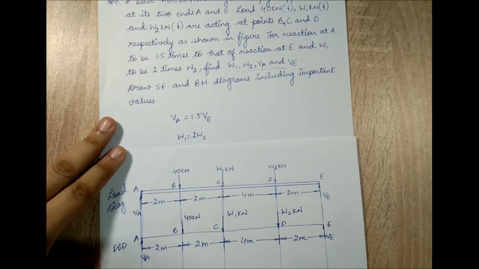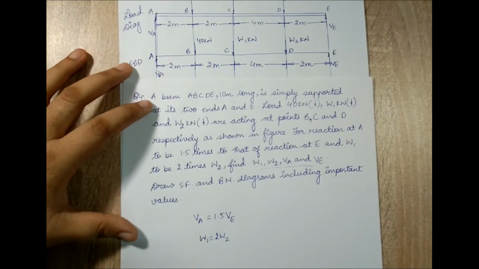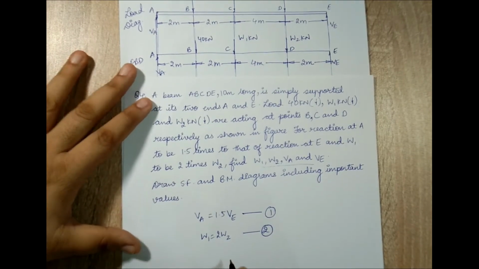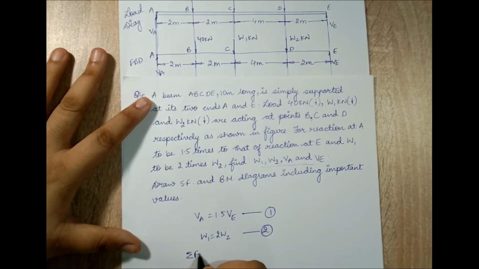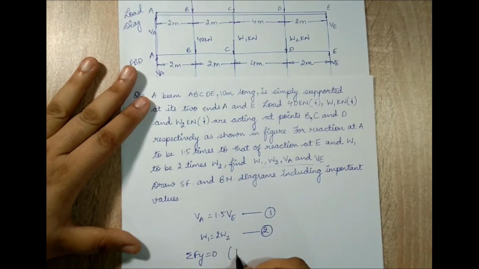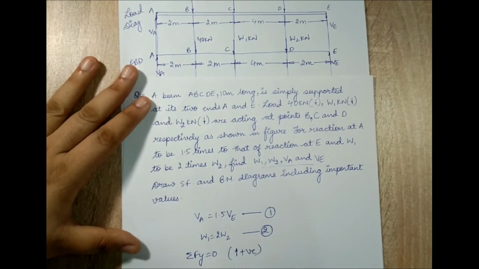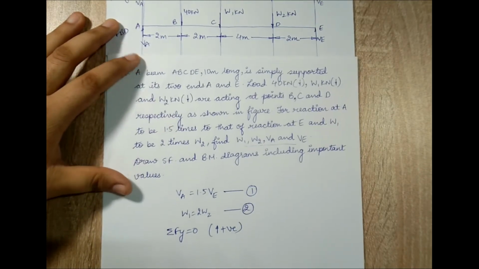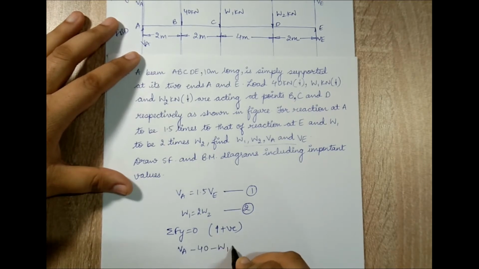Now I'll calculate the value of VA, VE, W1 and W2. So I'll start with these two equations which are given to me. Next I'll be using the equation summation of force in y direction is equal to 0. Upward direction forces will be considered positive. So here if I look carefully, VA is going upward, 40 is going downwards, W1 is moving downwards, W2 moving downwards and VE moving upwards is equal to 0.